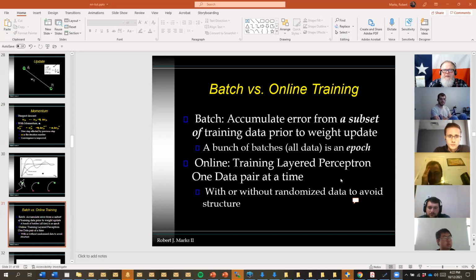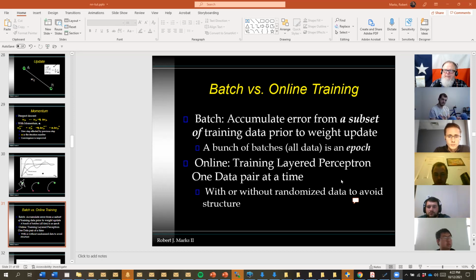Now, there's another way to get around this besides momentum, and that is to use batch training. The way that we presented, we put an input and then we updated all the weights. We gave another input and we updated all the weights. Batch training, you accumulate an error from a subset of the training data. So if you have like 20,000 training data, maybe you choose 1,000 of them and you run it through, but you don't update the weights. You just accumulate the error on the output. And once the error on the output is accumulated from 1,000 different iterations, then you do the backpropagation.